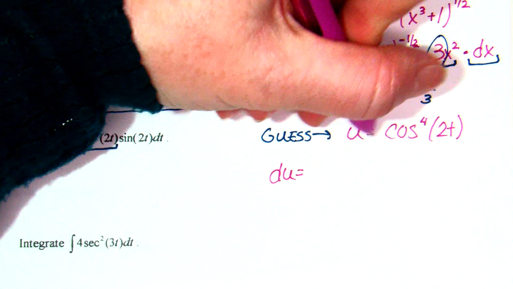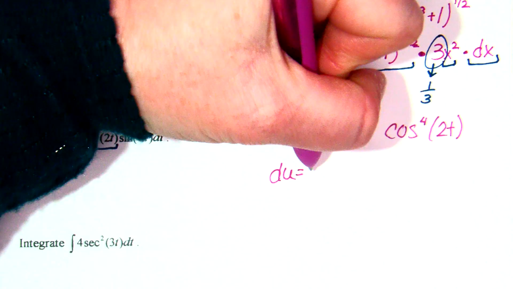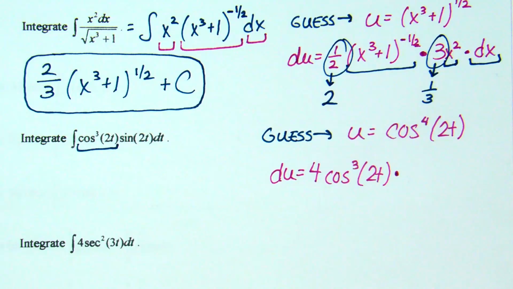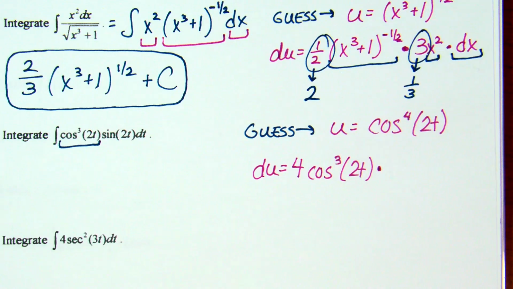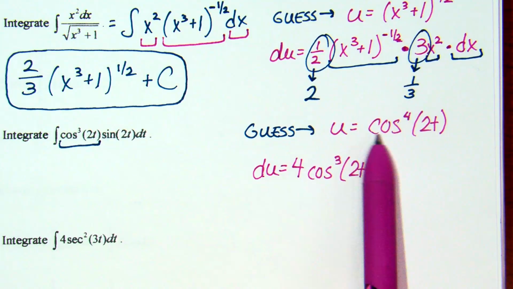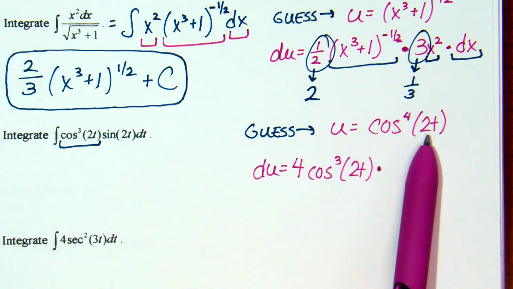It's a power rule, right? 4 cosine to the 3rd of 2t. So the derivative of something to the 4th is 4 something to the 3rd times the derivative of something. So what am I doing the derivative of? Not just 2t. It was something to the 4th, and the something was the cosine 2t. You know what? Maybe it might have been better. I think about this after the fact.